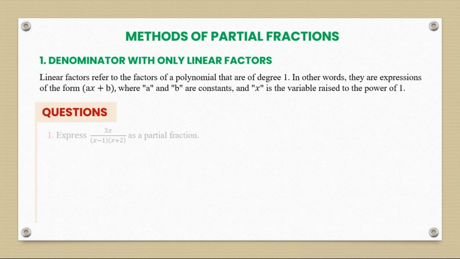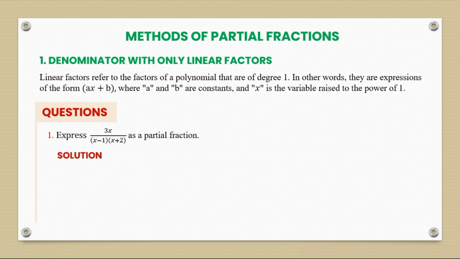So let's look at question number 1. We're told to express 3x over x minus 1 times x plus 2 as a partial fraction. I can already clearly see that this is a proper fraction, so we can proceed forward. Now we can see what we mean by linear factors. x minus 1 is a linear factor because x is not raised to a power. Here we also see that in x plus 2, x is not raised to a power. So this is a denominator with only linear factors.